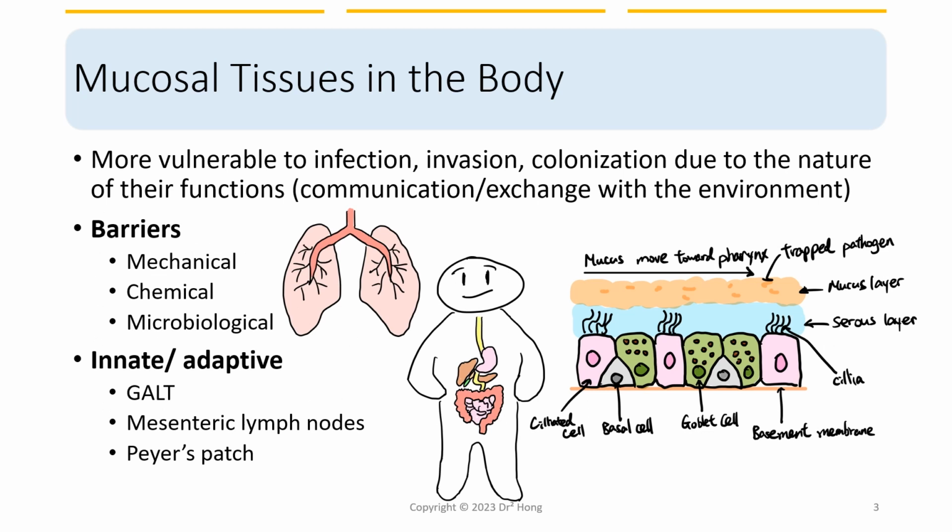When we look at the mucosal tissues in the body, because of their physiological function, they require communication with the environment, and mucosal surfaces are by necessity dynamic, thin, and permeable barriers to the interior of the body. For example, lungs mucosal for gas exchange and gut mucosal for food absorption. But these features also make them more vulnerable to infection, invasion, colonization. So the body has evolved multiple mechanisms for immune defense, including barriers, innate, and adaptive responses.